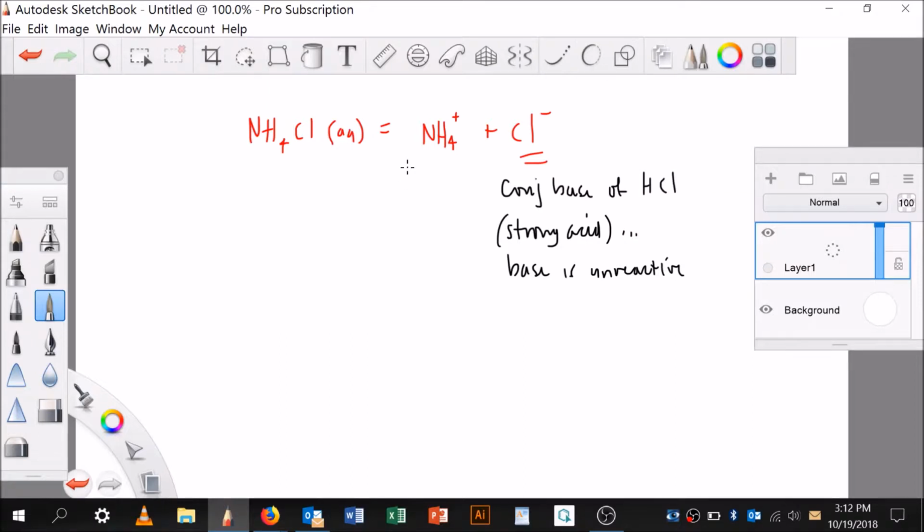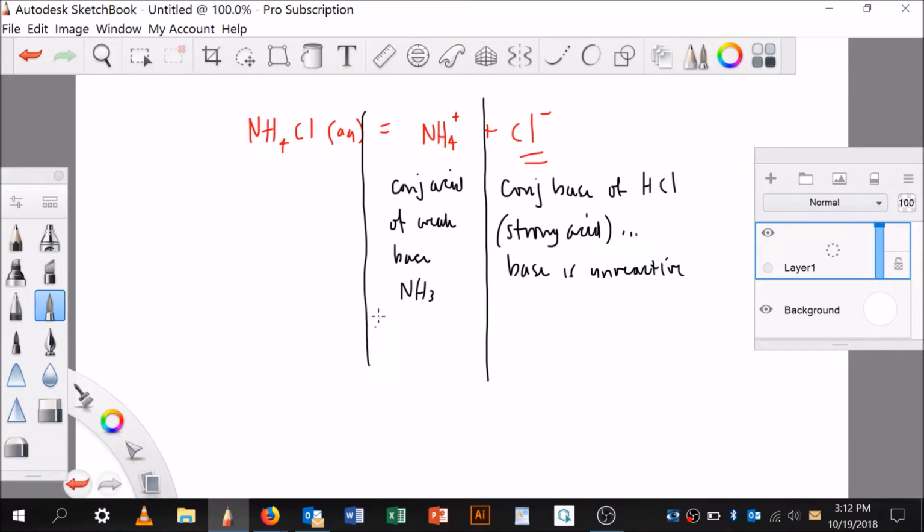Okay, now let's look over here at this cation. Well, this is the conjugate acid of a weak base, namely ammonia, right? And so therefore, this is clear what I'm doing here. Therefore, this is acidic. All right.